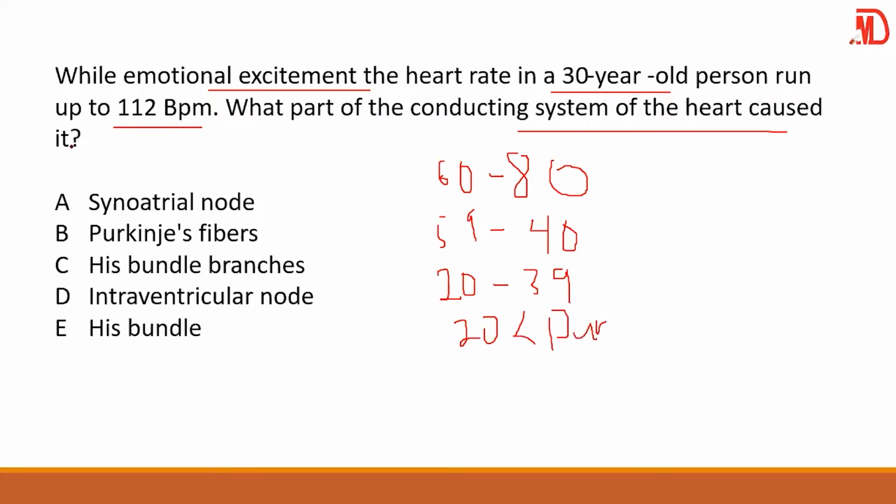So over here, because the person is emotionally excited, of course, it could be more than the 80. So over here, we are looking at the sinoatrial node. During exercise, of course, the SA node will beat higher than usual. So your answer is A.